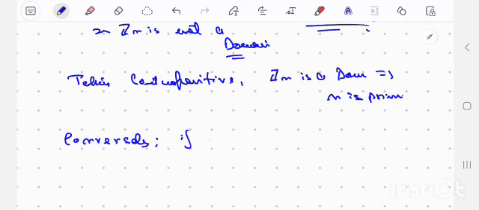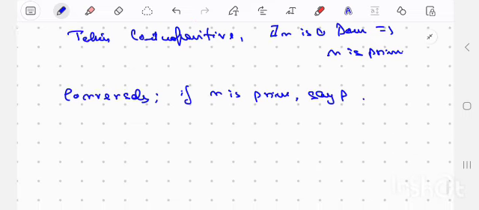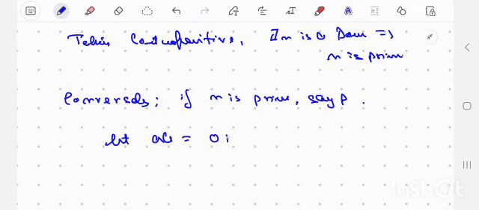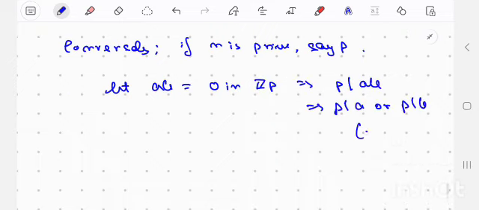Conversely, if n is prime, say p, let AB be equal to 0 in Zp. Then by notation that implies that p divides AB, but this implies that p divides A or p divides B by Euclid's lemma. In an introductory number theory or arithmetic course you should know that by Euclid's lemma, if a prime divides the product of two integers, then the prime must divide one of them.